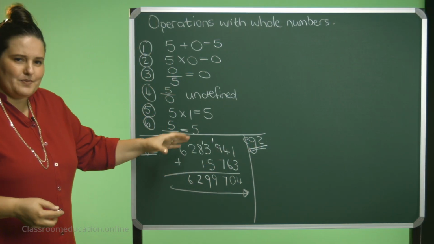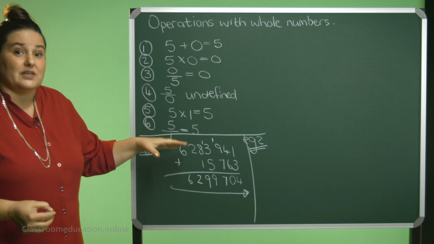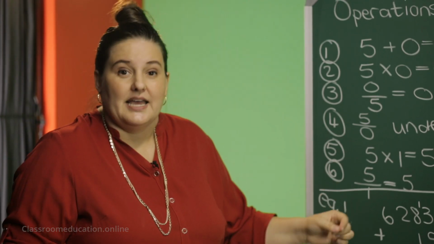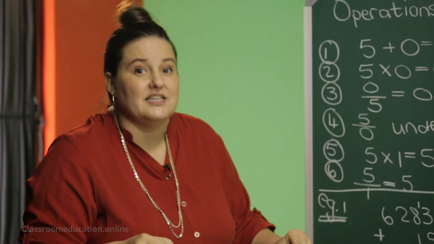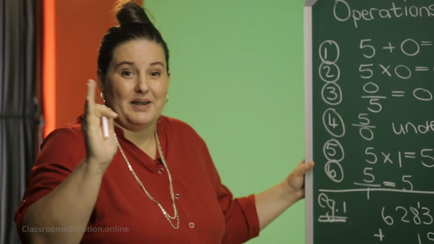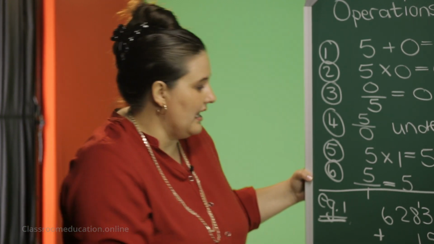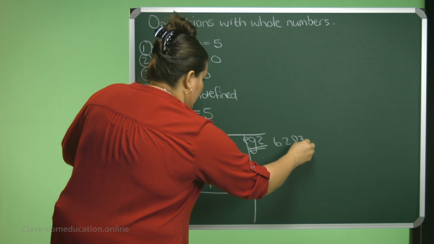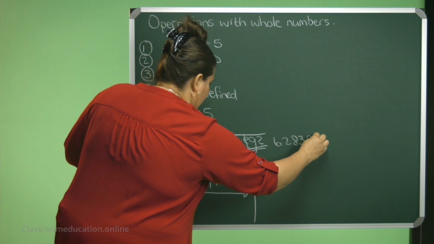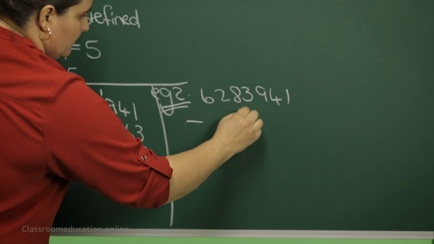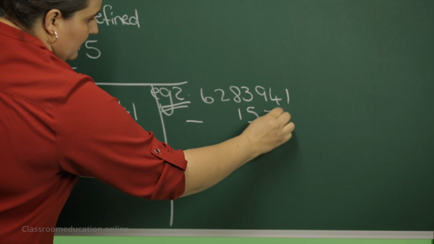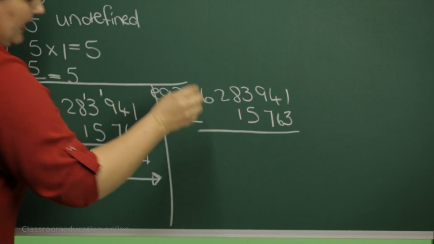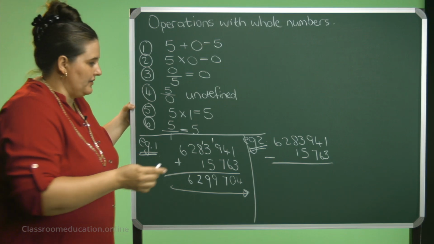If I do example 2, now I'm going to subtract. So I'm going to use my same values, but I will just now subtract. How should I do that? Again, it's very important that you keep the place values underneath one another. So 6,283,941 minus 15,763.